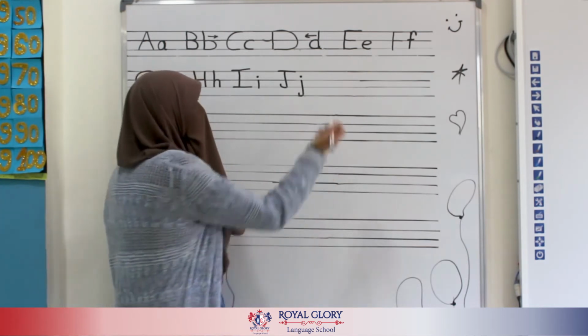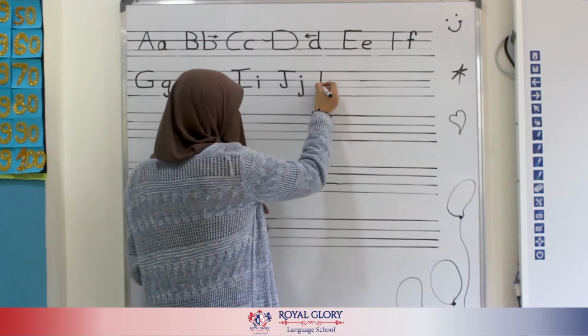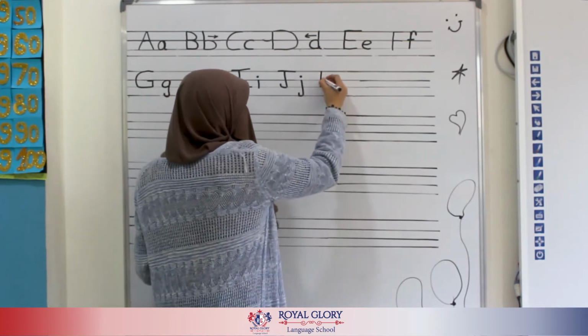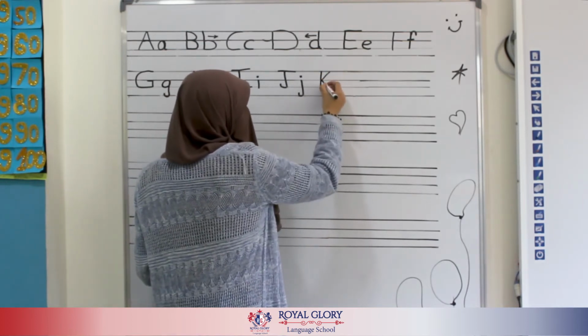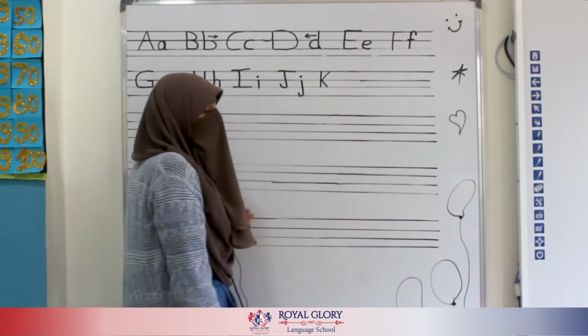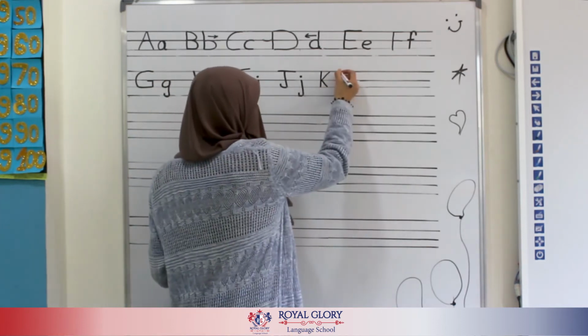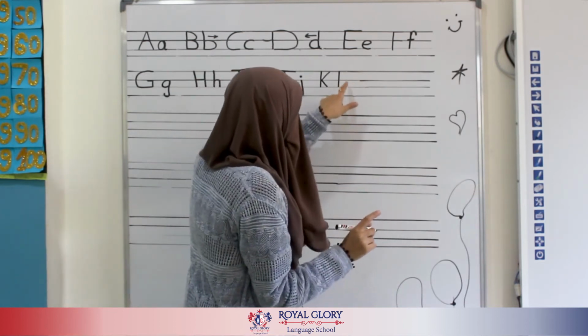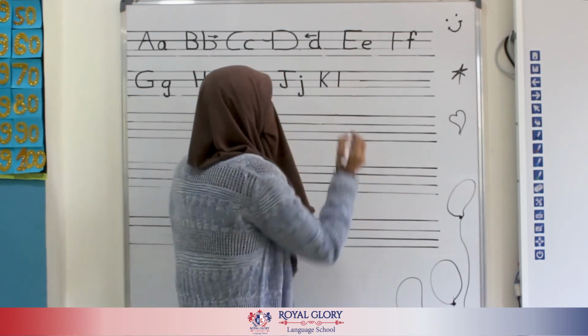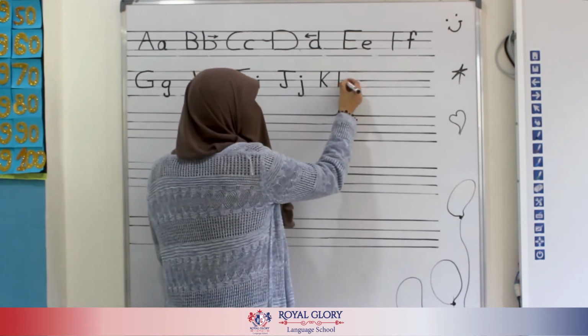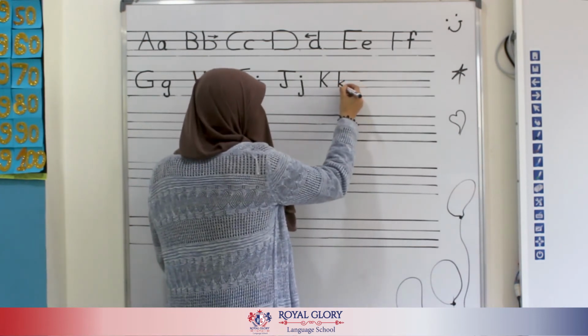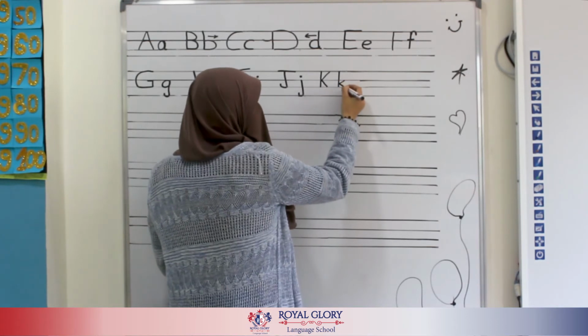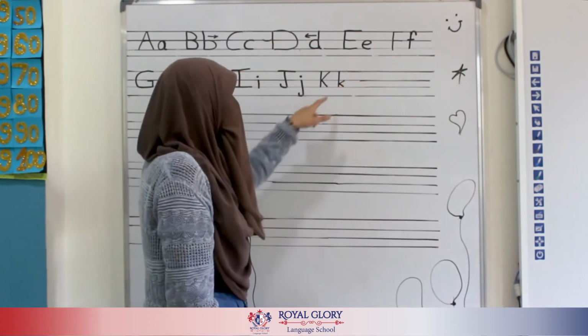Letter K, its sound is K, like in kite or key. How to write it? Standing line down, slanting line up, slanting line down. The lowercase: standing line down, but between line number 2 and line number 3, standing line, slanting line up, slanting line down, okay?